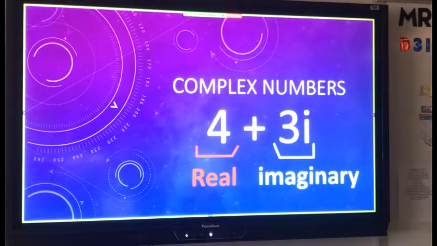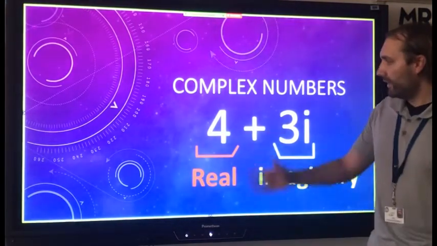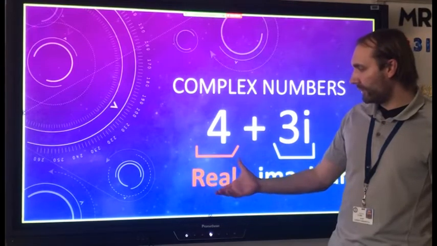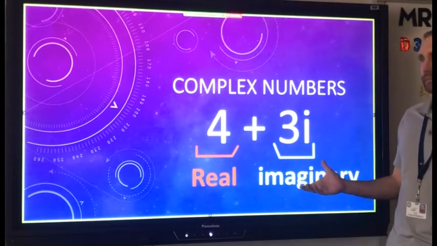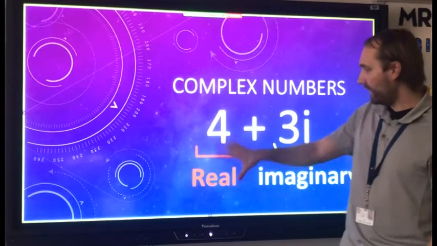So we're going to talk about complex numbers. A complex number is a number that comprises both a real and an imaginary number. So a complex number is real and imaginary.